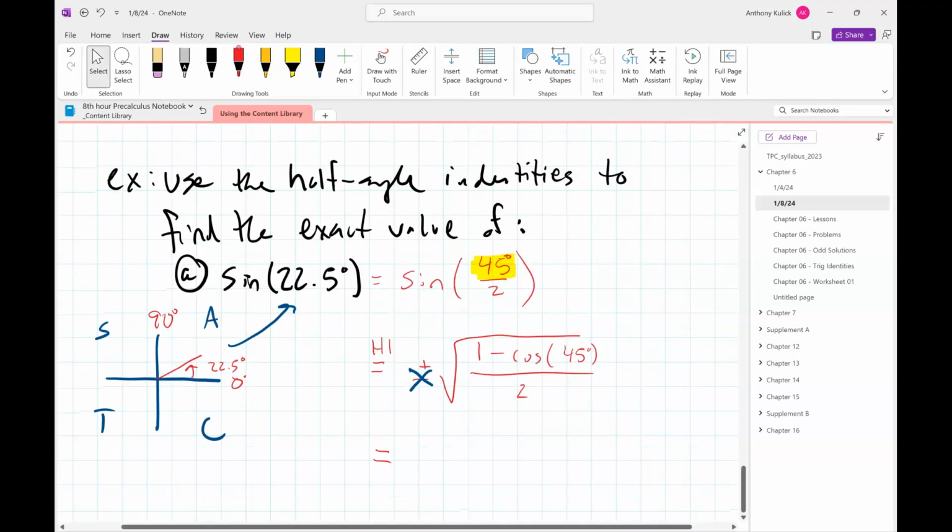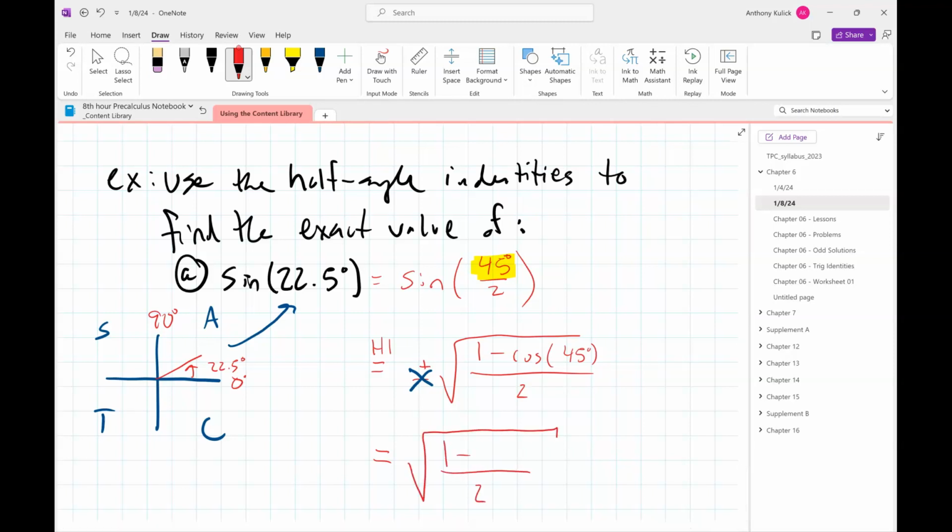Now let's go ahead and evaluate cosine of 45 degrees. I go to my unit circle and look at 45 degrees. What's cosine of 45 degrees? Yeah, root 2 over 2.